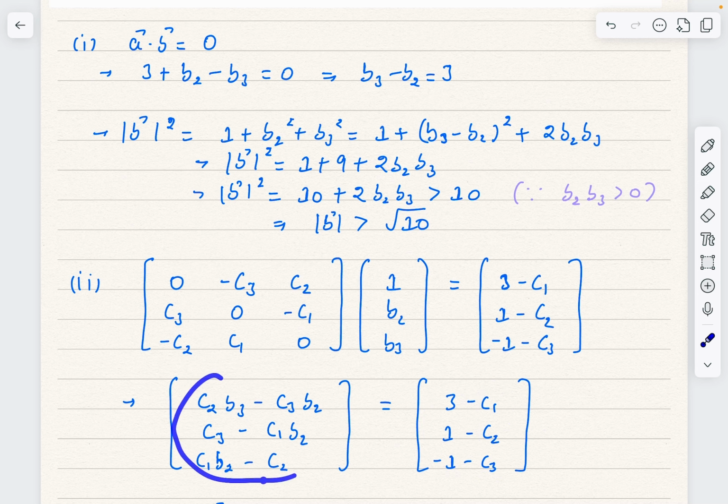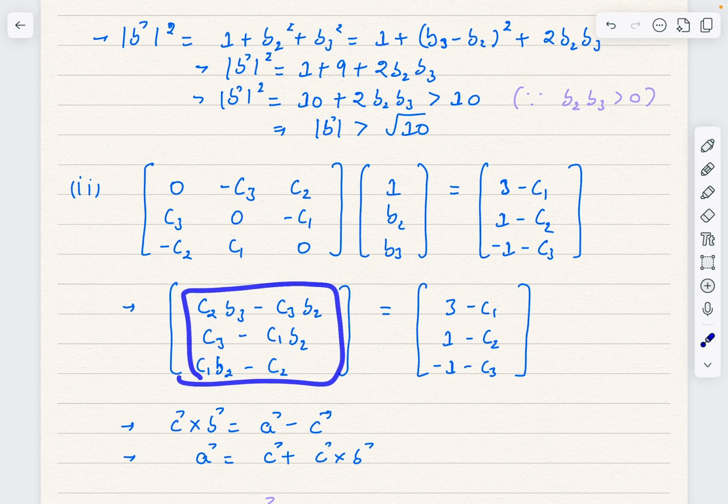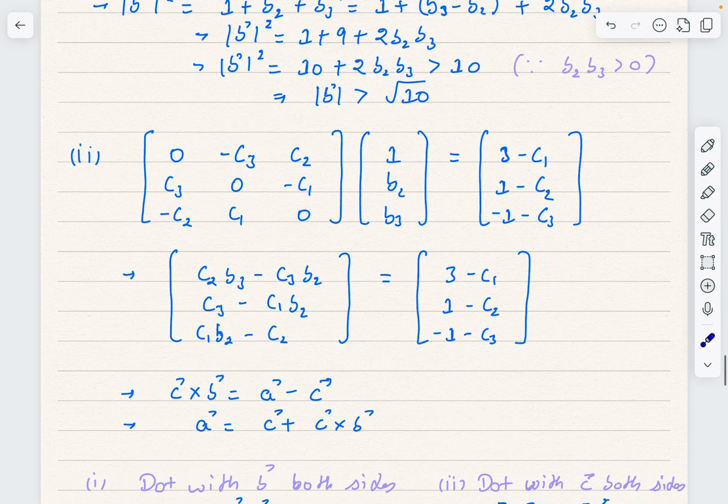On the left side, you will see this is a combination of C and B, and when you observe, it will be equal to C cross B. So we get C cross B is equal to A minus C. From here, we can conclude A is equal to C plus C cross B.